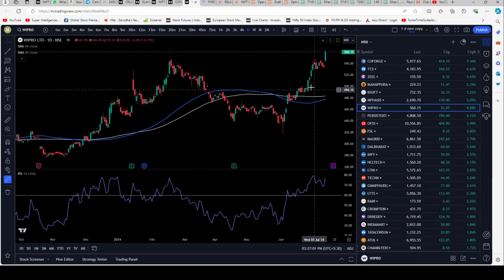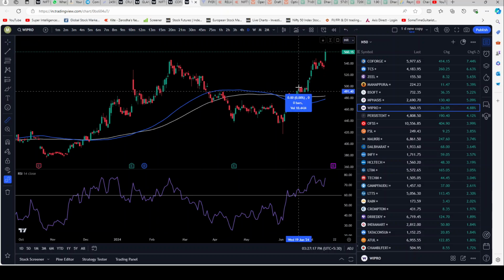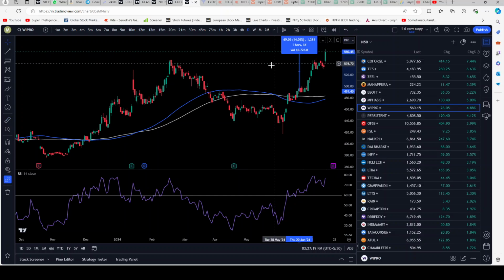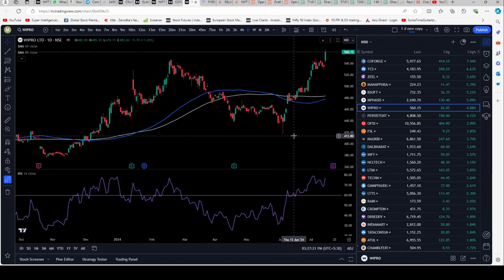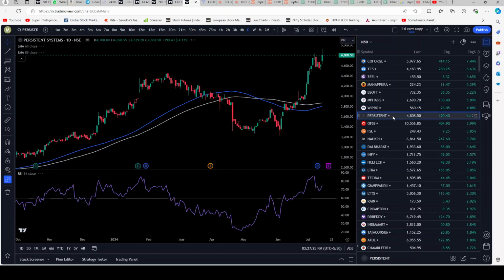All right. Wipro breaks out over here, goes above the 60, goes above the 69 and 89. It does not consolidate too much, say, like a Coforge or a TCS, holds that line, and boom, it climbs. So year to date, Wipro has gone on to climb about 69 rupees. Not bad at all. All right. That's more than 10%.